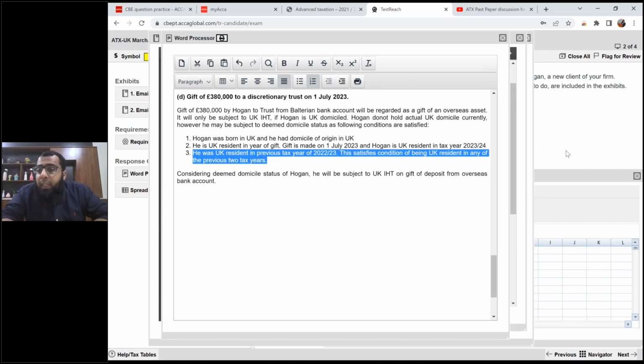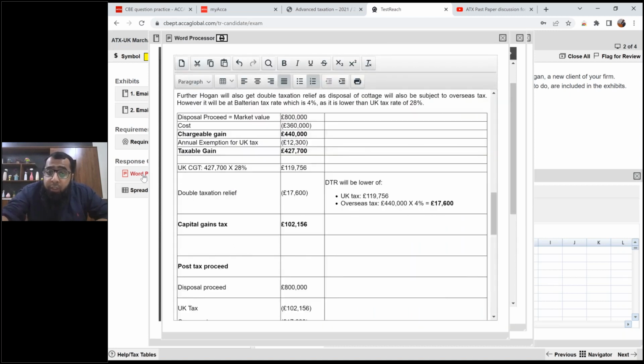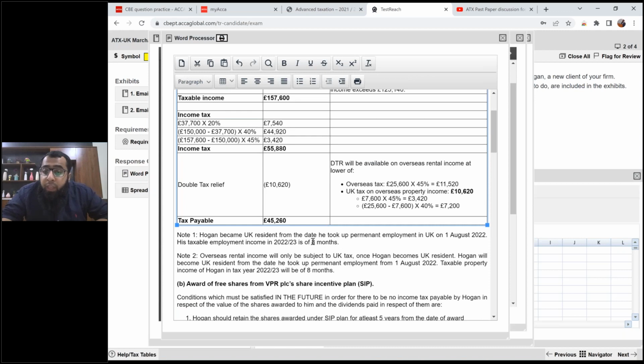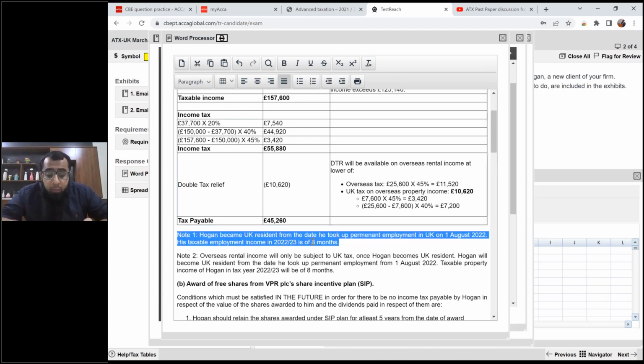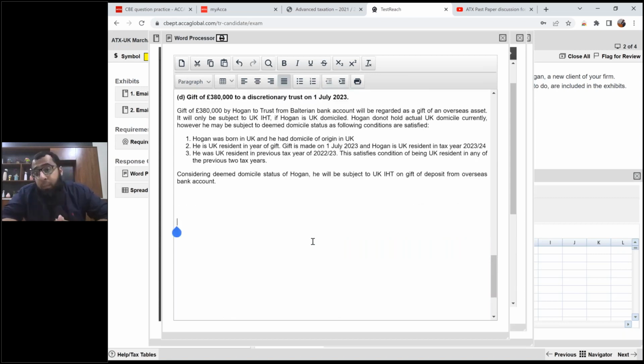Okay. Sir, I always get confused to see if a person is UK resident or not. Now, in this question, it was clearly written here. Why are you getting confused? Hogan will be UK resident in the tax year 23-24. In the previous year, 22-23, the split year basis was applying. You yourself wrote in the requirement above, you yourself solved it, that Hogan will become UK resident in 22-23. So there is nothing to get confused. Please make sure that you don't make mistakes in the easy marks.